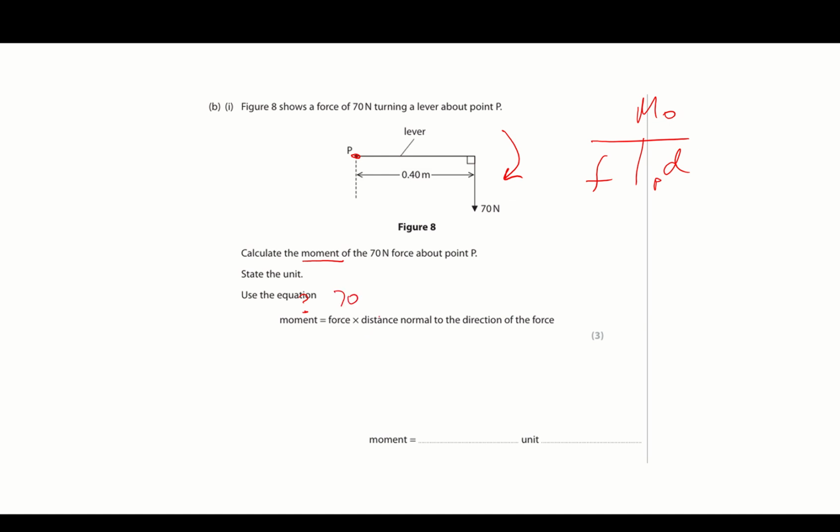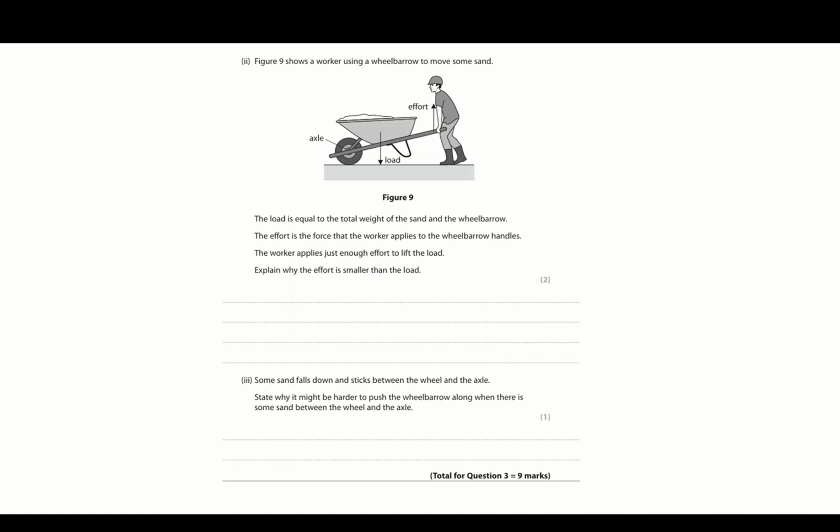The force is 70, the distance is 0.40. There's no unit changes there. Plug it in, and what's the unit going to be? Well, in this case, we've got newtons times meters, and as you know, in terms of maths, if I did A times B, I'd write it as AB. So this is going to be newton meters. So 70 times 0.4 is 28, 1 mark, newton meters, 1 mark.